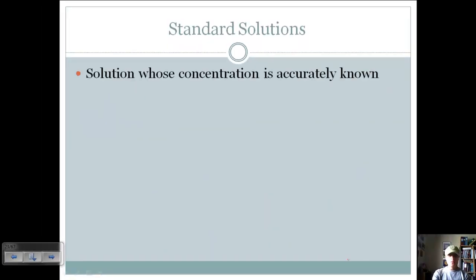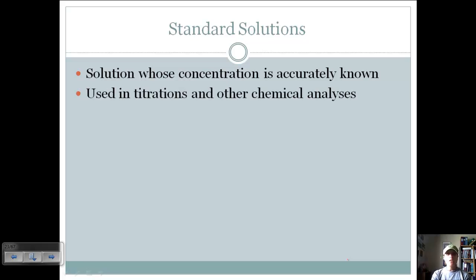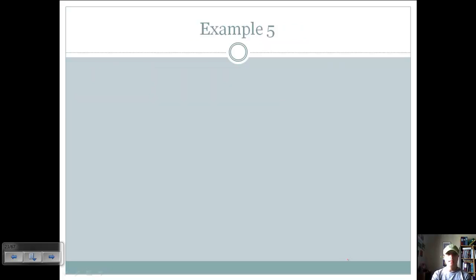Standard solutions are solutions whose concentration is accurately known. Instead of having a random molarity, we have a specific one, like 1 molar or 2 molar. We can use these standard solutions in titrations and in other chemical analysis, mainly dilutions, which we'll talk about in a minute.